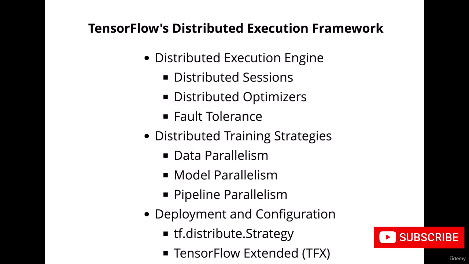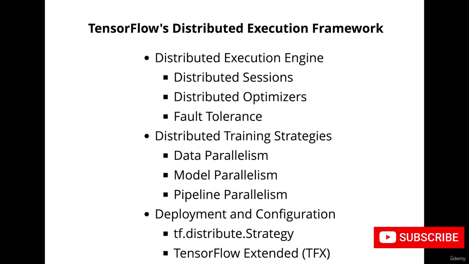TensorFlow's tf.distribute.MirroredStrategy is commonly used for data parallelism. Model parallelism. In model parallelism, different parts of the model are computed on different devices or machines. This is useful for large models that cannot fit into the memory of a single device. TensorFlow's tf.distribute.strategy provides support for model parallelism by allowing developers to specify custom device placement and execution strategies.